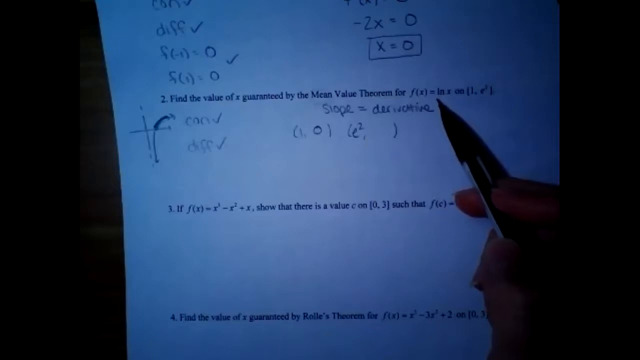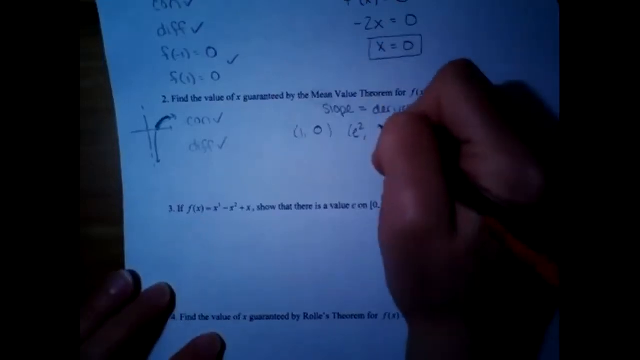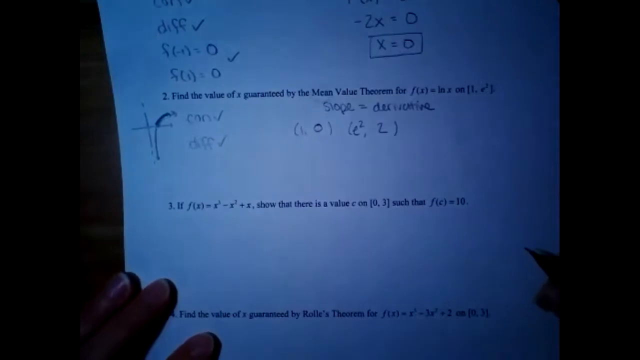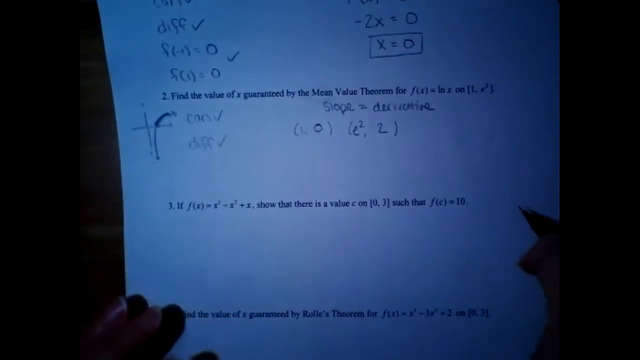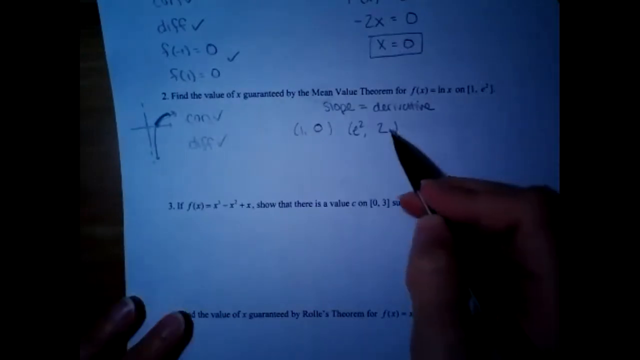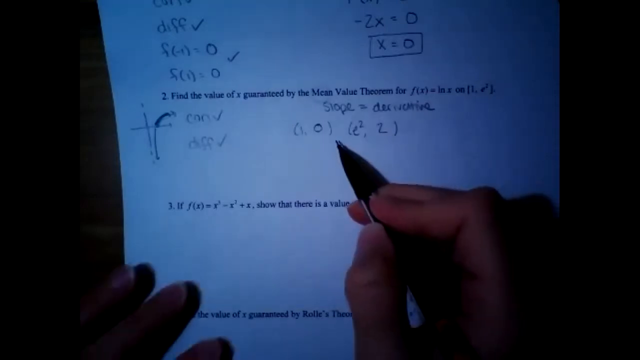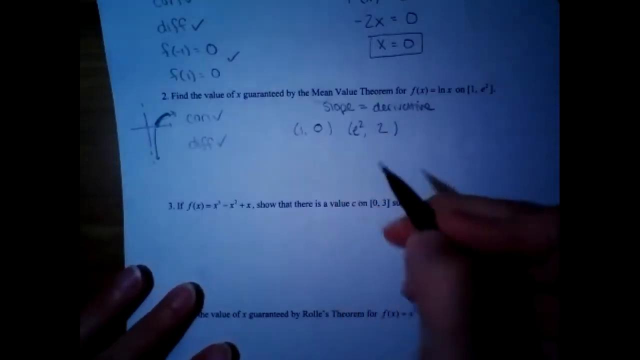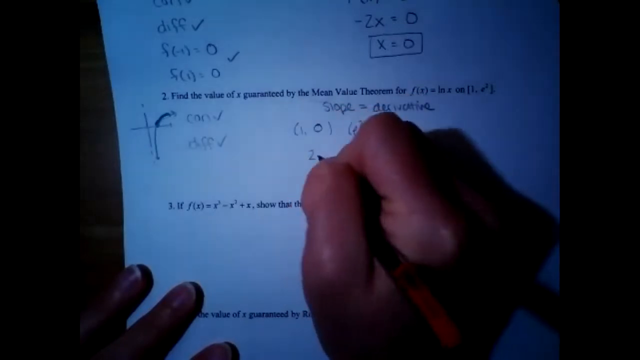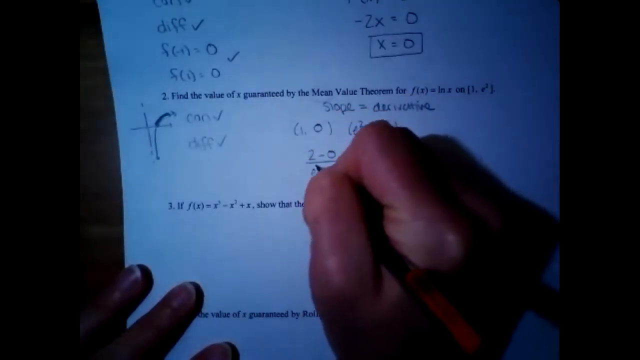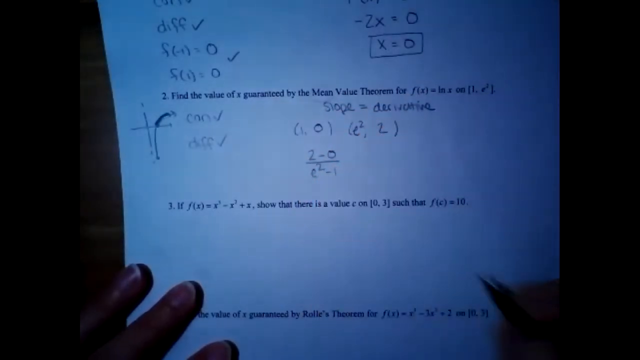I know this one's throwing you guys off a little bit. Good, 2. The ln and the e are going to cancel, and so it would just be 2. So ln e squared, the ln and the e cancel out, you'll just get 2. All right, so those are our 2 points, and we're going to use them to do the slope. So it will be 2 minus 0 over e squared minus 1. So that is our slope.